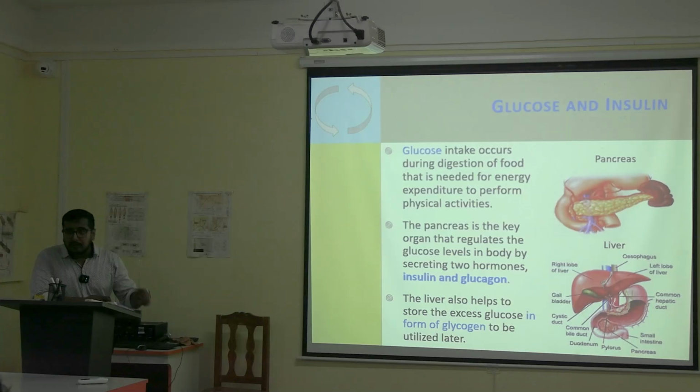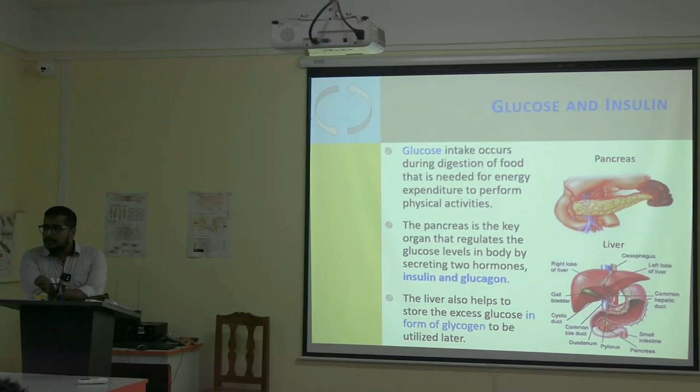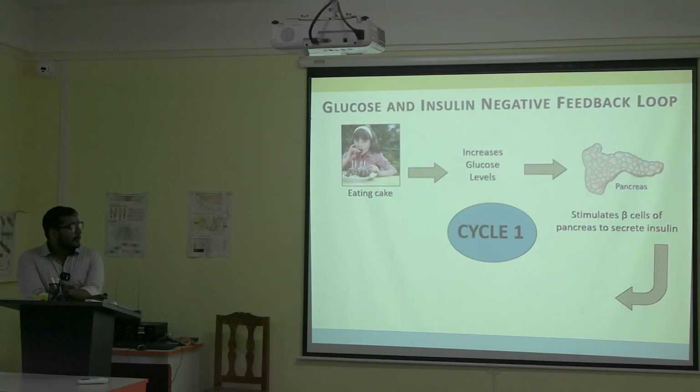Now, in our digestive system, it also acts by the feedback mechanism. The most important example is that of insulin. Just imagine, we have eaten something, and your glucose level increases in the blood. It will stimulate the beta cells of the pancreas, which will secrete insulin.